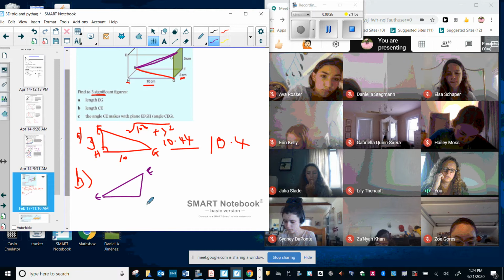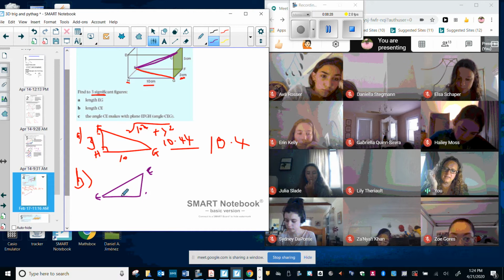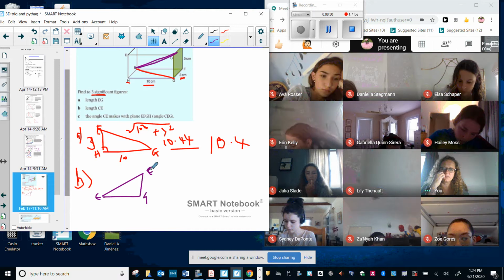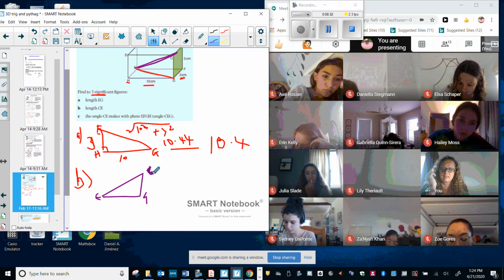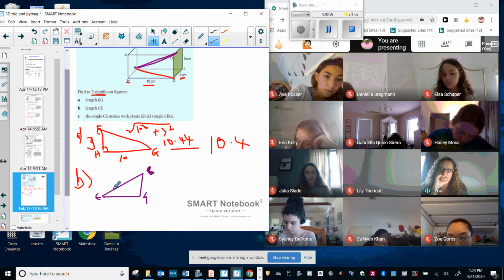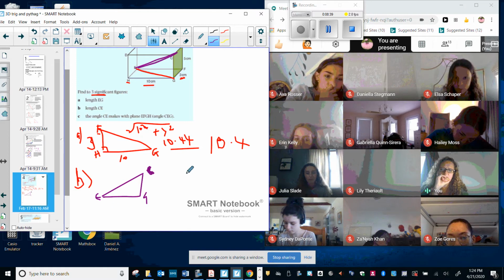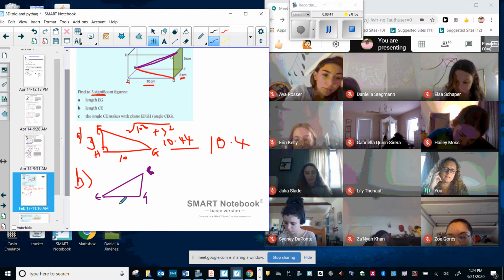Okay, so that's my G. They all look exactly the same letter. This one's C. Okay, we now know EG, we just worked that out. So that one's 10.4, but let's put 10.44.